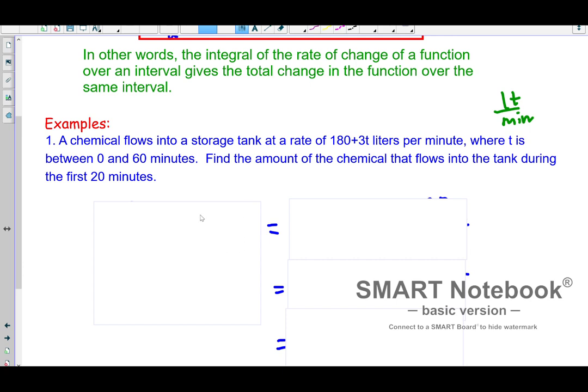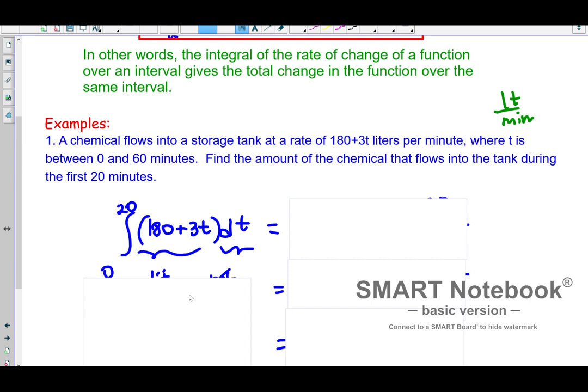So just take the integral of the rate of change function, which is 180 plus 3t, over the interval from 0 to 20. And if you analyze the units, 180 plus 3t, that's the rate of change of a chemical, so that's liters per minute. And dt, think of that as time, right? Say minutes. And they're being multiplied, so the minutes cancel. The end result will be liters. So when you integrate the rate of change with respect to time, you're actually going to find the total number of liters that accumulated in that container over that given period of time.